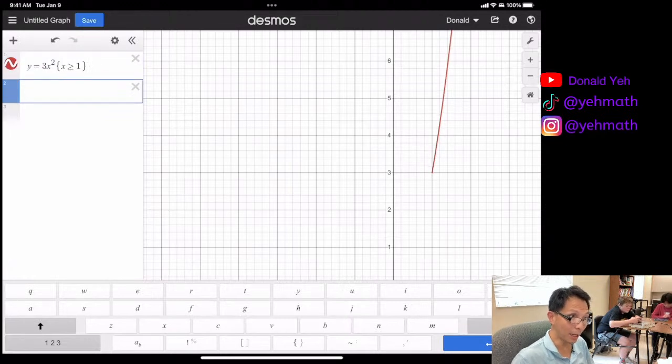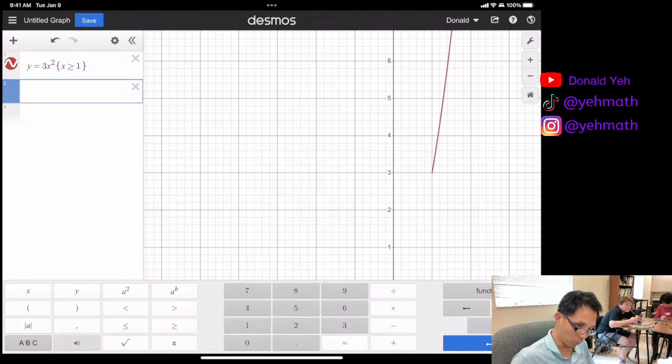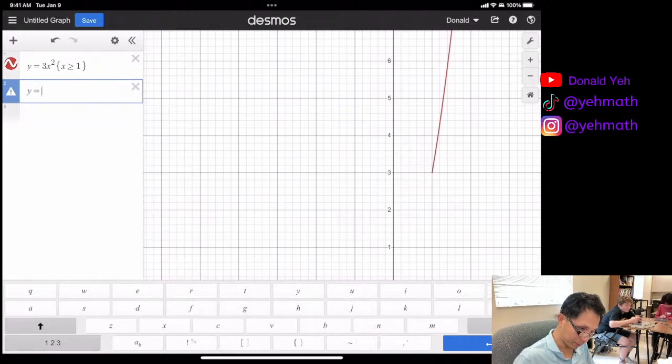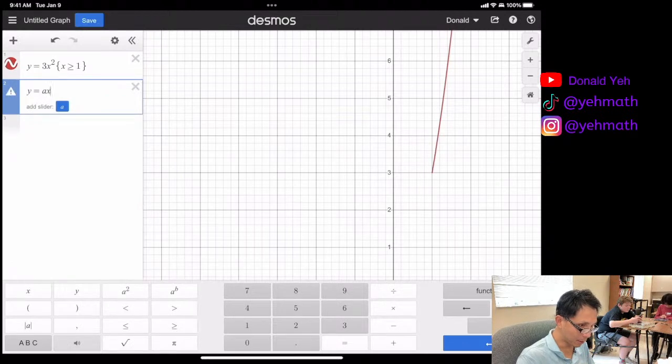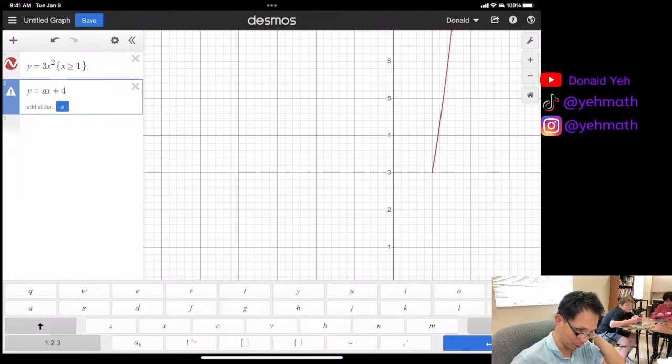And you're going to type in another function. The second function I want you to type in is y equal to ax minus 4. Now, use just the letter a because it's a constant, plus 4. Now, when the bottom says add a slider, I want you to add a slider here, but I'm going to put a restriction that says x is less than 1.